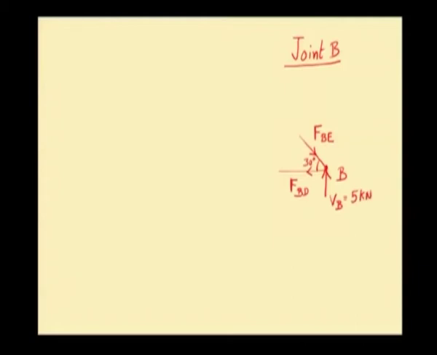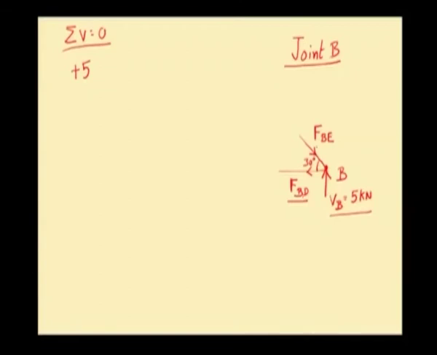Now, let us apply the two conditions of equilibrium. The first one will be sigma V equal to 0, the algebraic sum of all vertical components of forces. First of all, we shall consider VB. VB acts in the upward direction, so it is plus 5. FBD is a horizontal force, it does not have any vertical component. So, the vertical component of FBD will be 0.